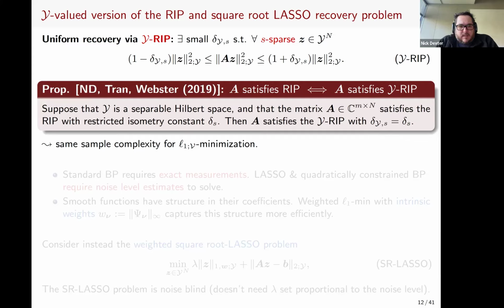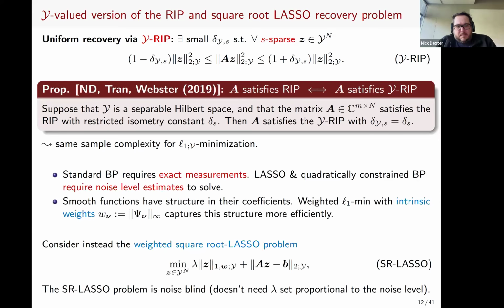In other words, suppose Y is a separable Hilbert space, and that the matrix A satisfies this RIP with restricted isometry constant delta S. Then it also satisfies the Y-RIP with the same constant. This implies the same sample complexity for this L1-V minimization problem, which I'm about to define. And of course, a standard basis pursuit requires exact measurements.